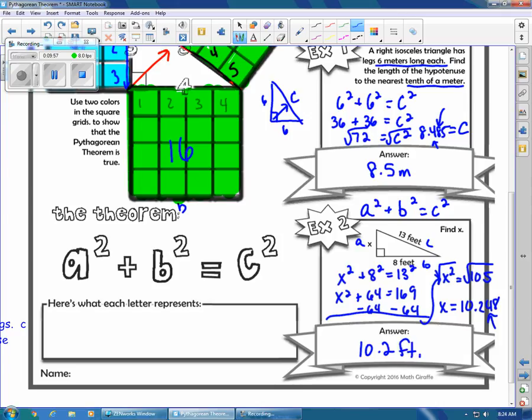Okay, I hope that this makes sense. So using the Pythagorean theorem, a squared plus b squared equals c squared, this is where you can get your colors out and just kind of decorate that in. Here's what each letter represents.